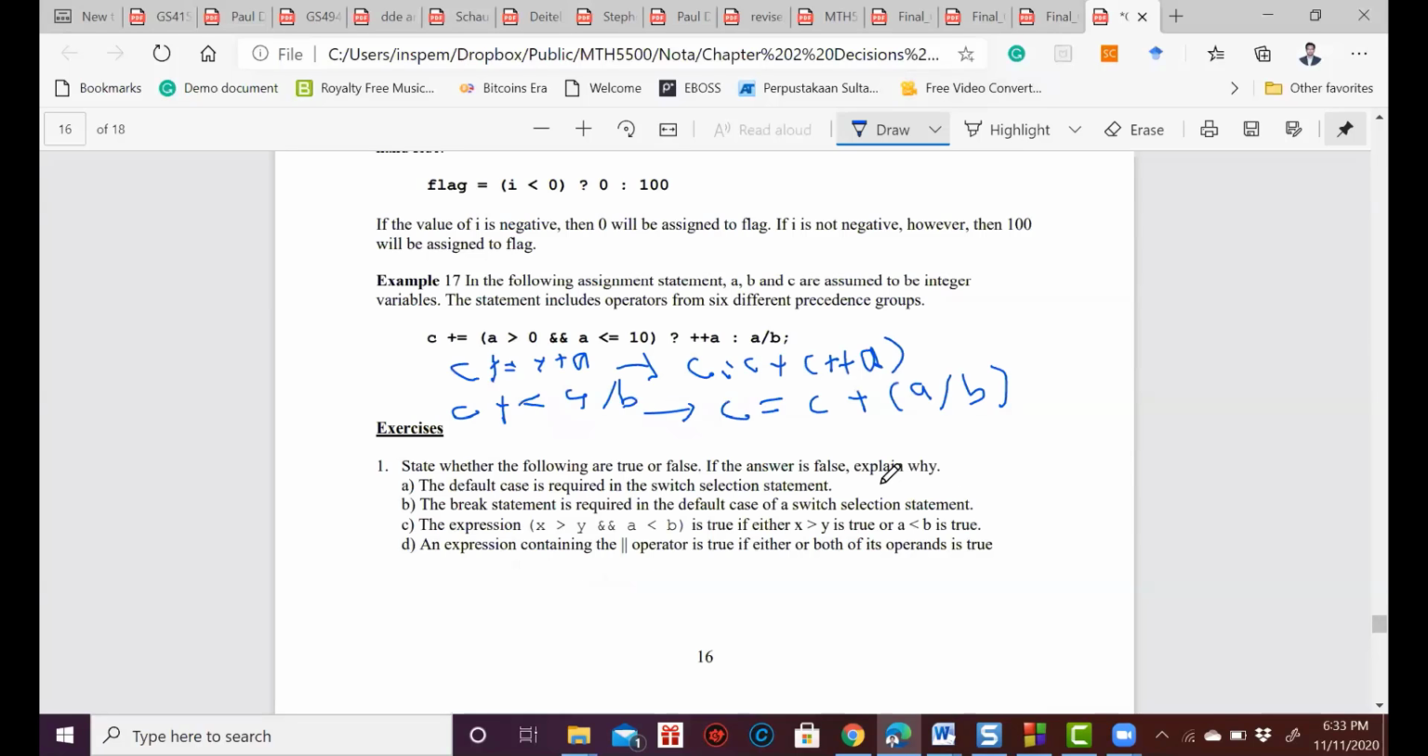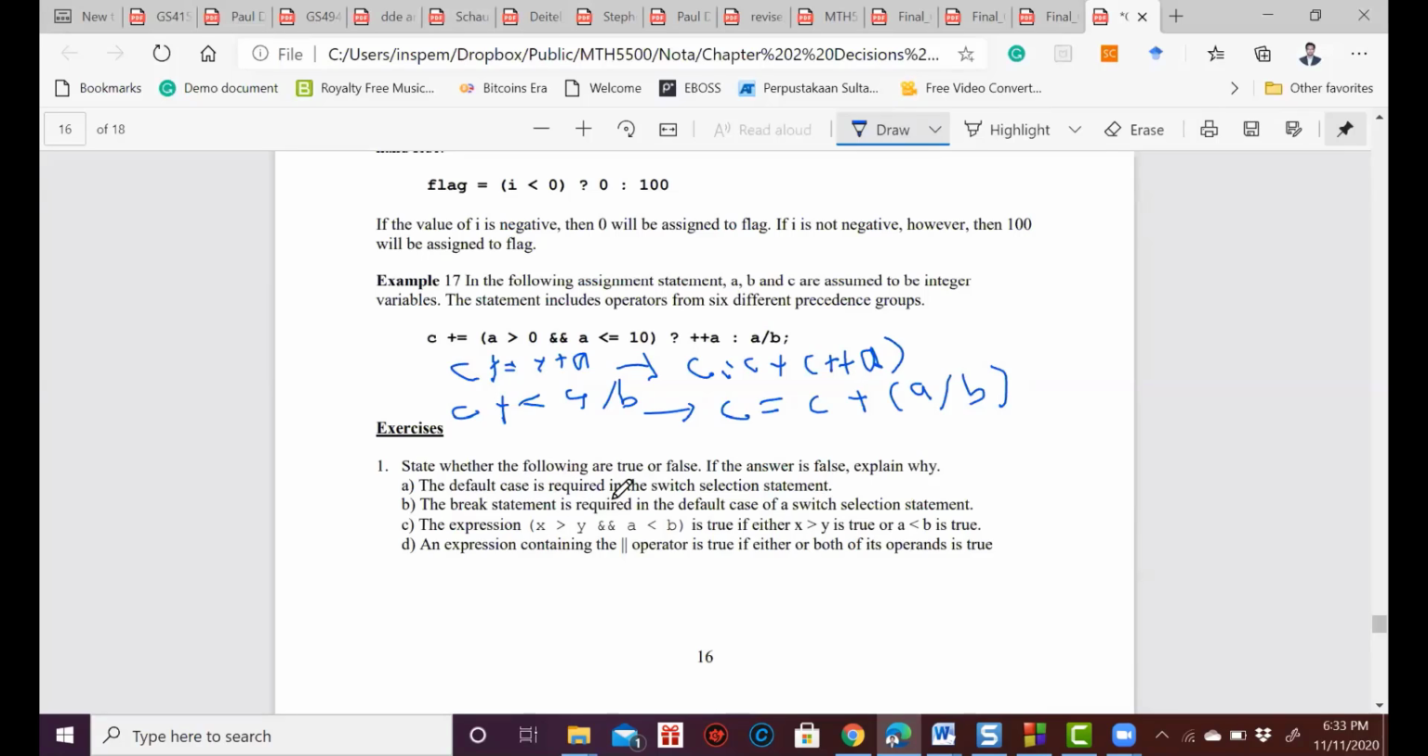Okay, look at exercise number 1. State whether the following are true or false. If the answer is false, explain why. The default case is required in the switch selection statement. Is it required? False. You can have it or you can go without it. So not compulsory. So false.